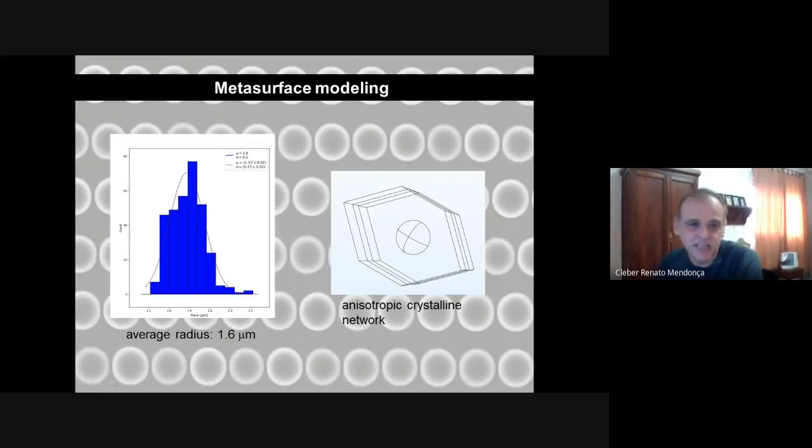Before we actually try to do some measurements on the fabricated metasurface, we decided to do some modeling to see which kind of properties we would be able to observe. First of all, by analyzing the image, like the one here in the background, we determined the average radius, and we determined the network of our structure, which is actually anisotropic.